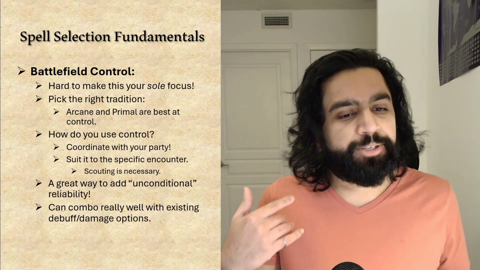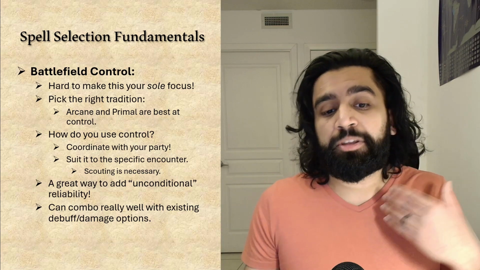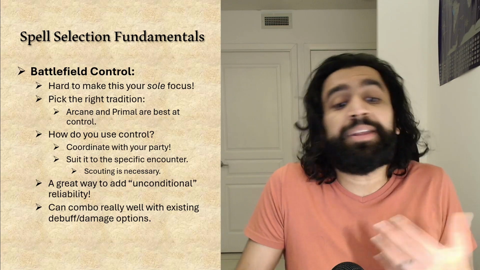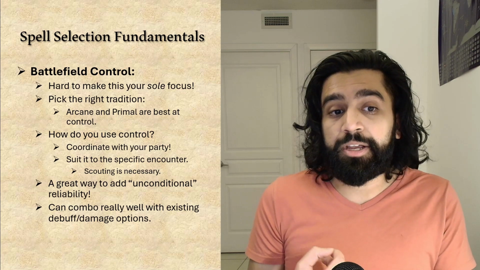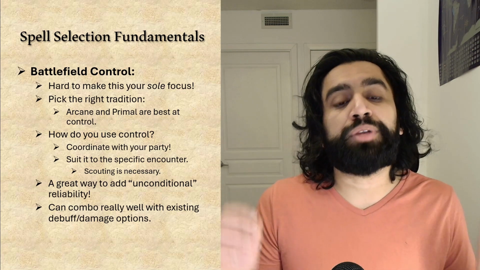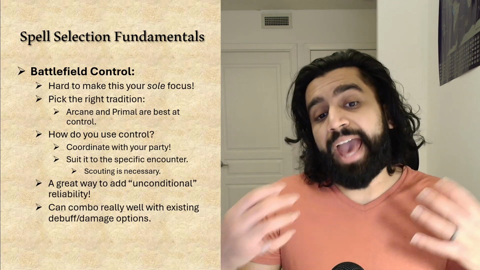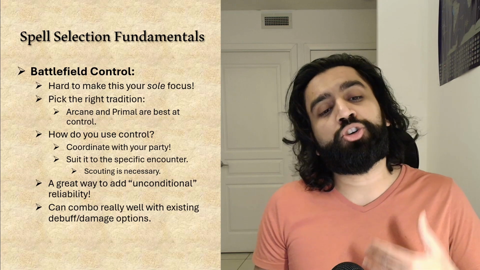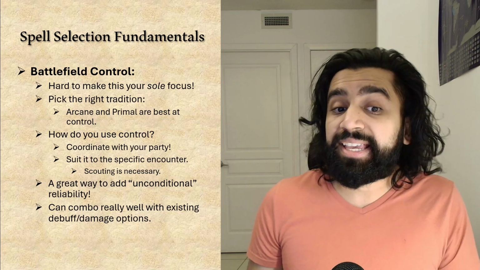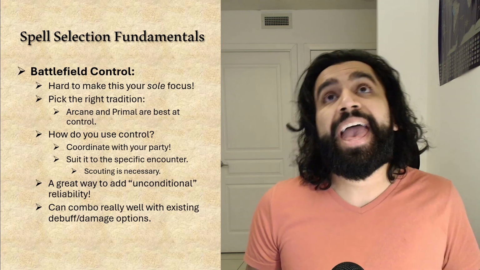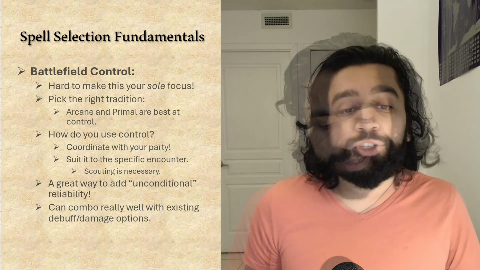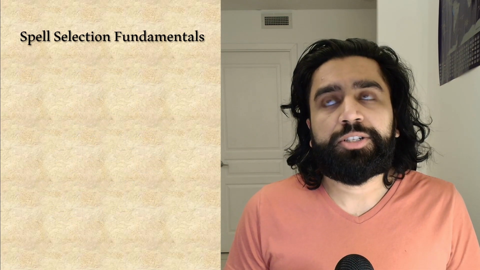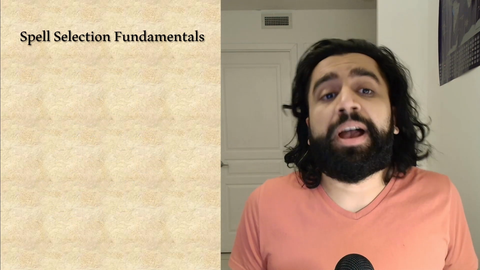All of these are also considerations to make, and they go back into coordinating with your party because these debuff and damage options may not even come from you, they may come from somebody else. So when picking control spells, it is really important to think about the actions of your party, how your control will impact them, how they can benefit from your control, and how it works with the specific encounter. So that concludes the talk about how your role can impact your spell selection.